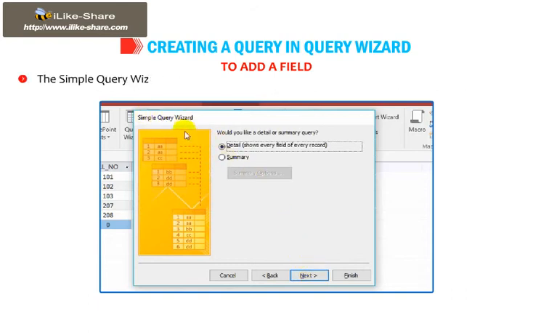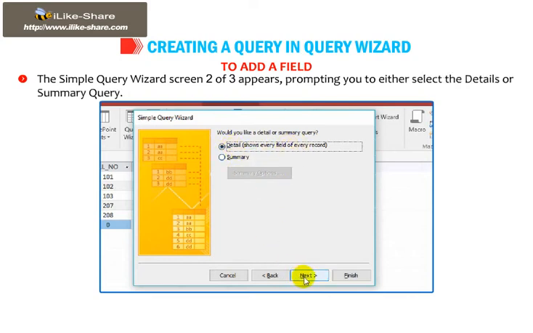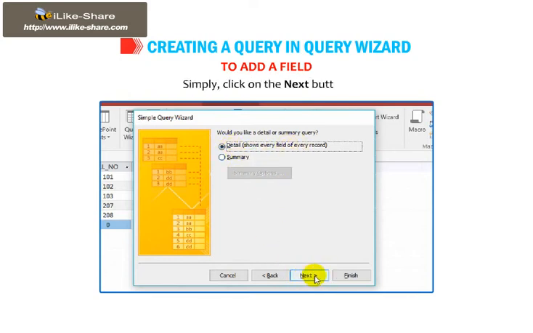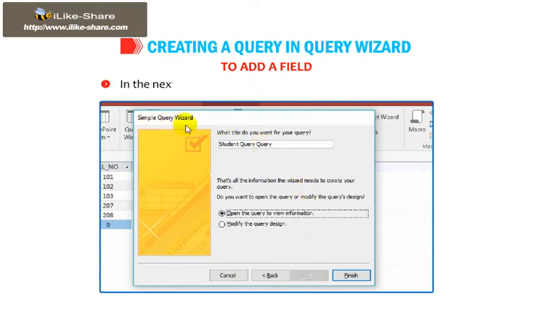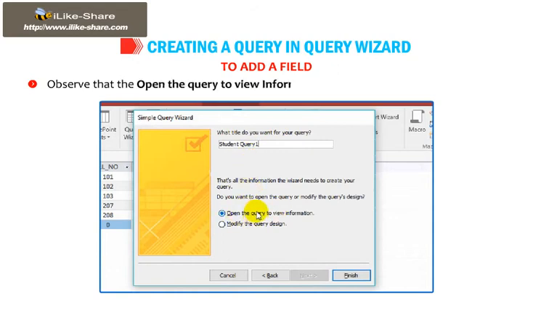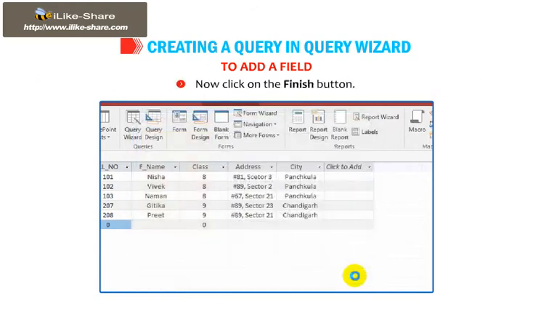The simple query wizard screen 2 of 3 appears, prompting you to either select the details or summary query. Simply click on the next button. In the next step, simple query wizard screen 3 of 3 appears. Enter a new title for your query. Observe that the Open the Query to View Information radio button is selected by default. Now click on the Finish button.